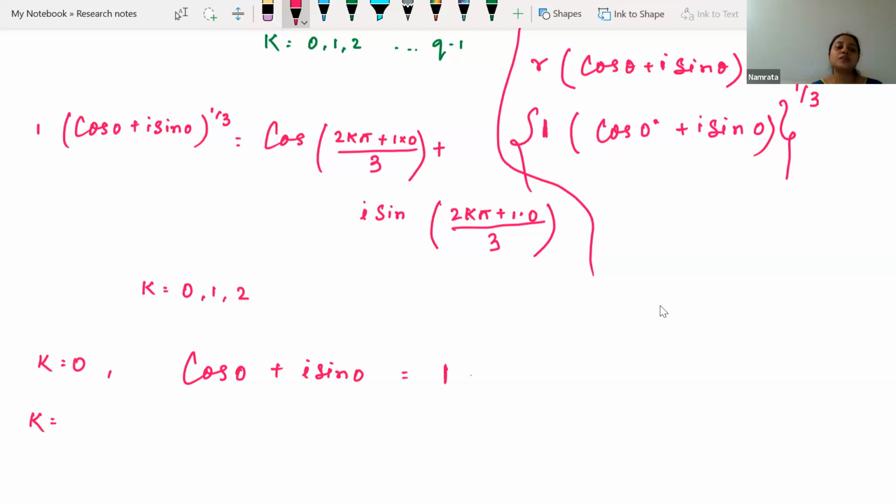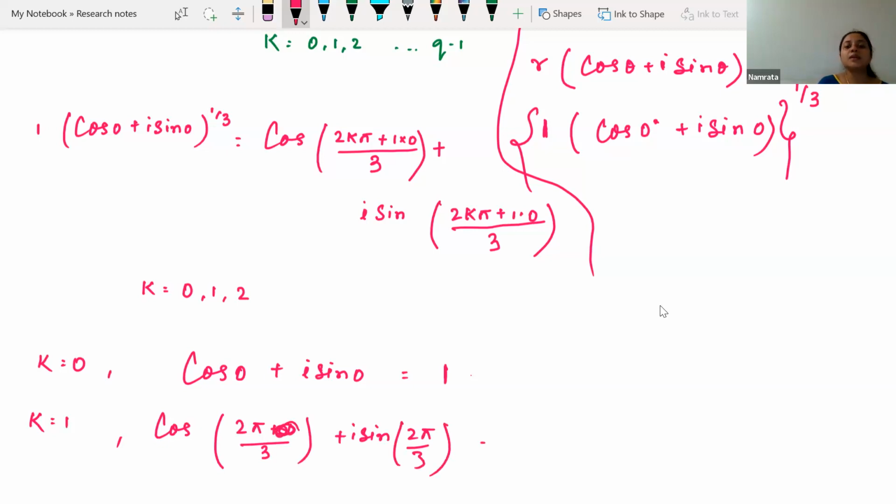When k is equal to 1, it became cos (2 pi plus 0) by 3 plus I sin (2 pi plus 0) by 3. 2 pi plus 0 means 2 pi by 3 only. Plus 0 I am not writing. So 2 pi by 3, how can we write it? 2 pi by 3 means cos (pi minus pi by 3), right? And for pi, will transformation occur or not occur?